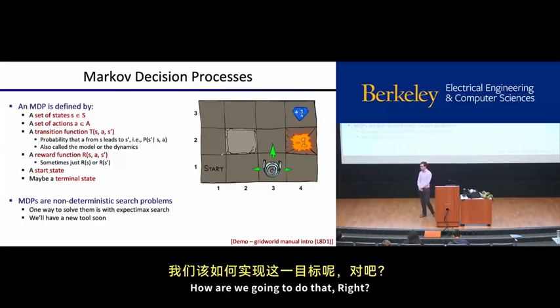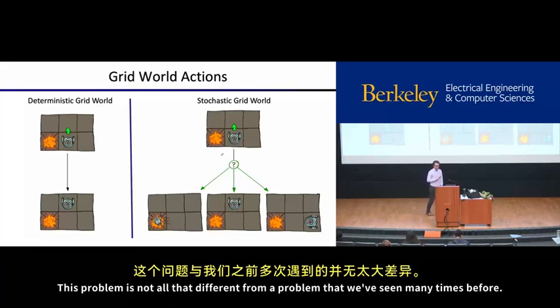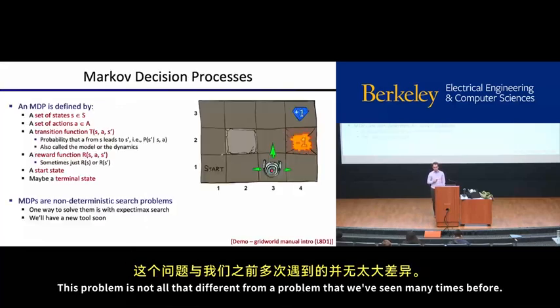So one way that we can solve these things is using the tools we already have. We can just do Expectimax search. This thing looked like an Expectimax tree, right? So we can do Expectimax search, and that'll technically work. But we'll see in a little bit that that's not going to be the most efficient thing to do, and so we'll get a new tool soon.